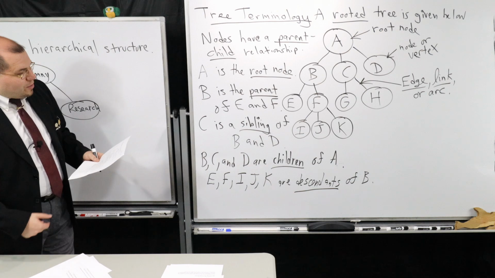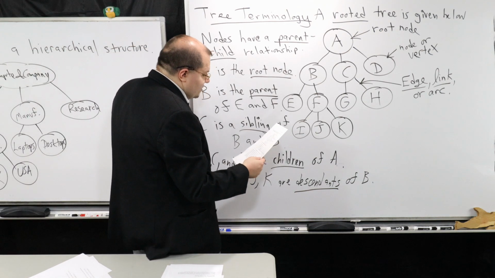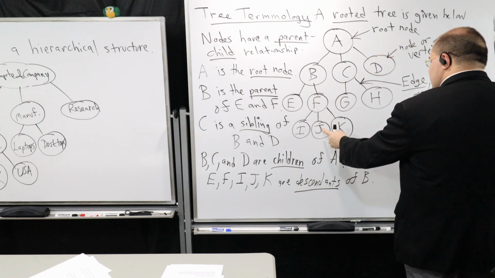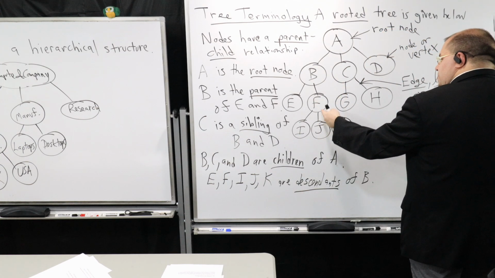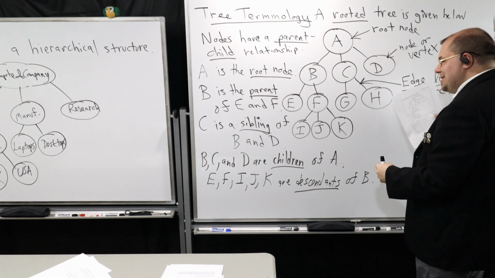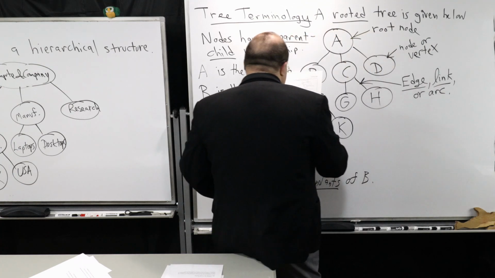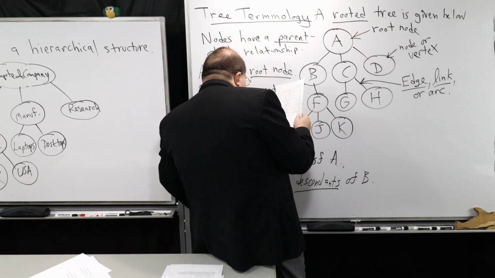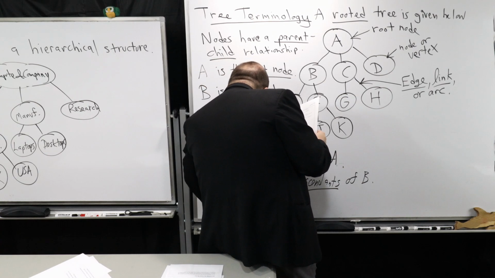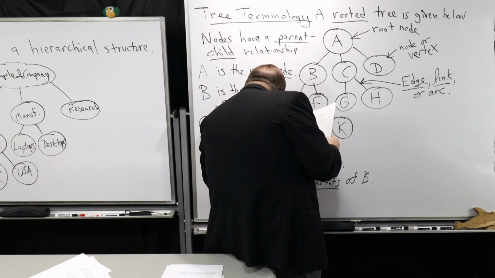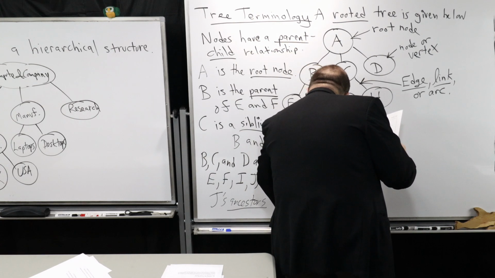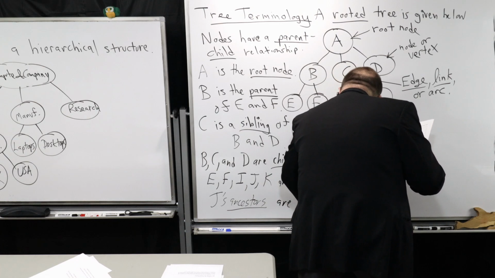So likewise, you can also define the notion of an ancestor. For example, if I look at J here, the ancestors of J would be the parent, the grandparent, the great-grandparent, and so on. So J's ancestors are A, B, and F.